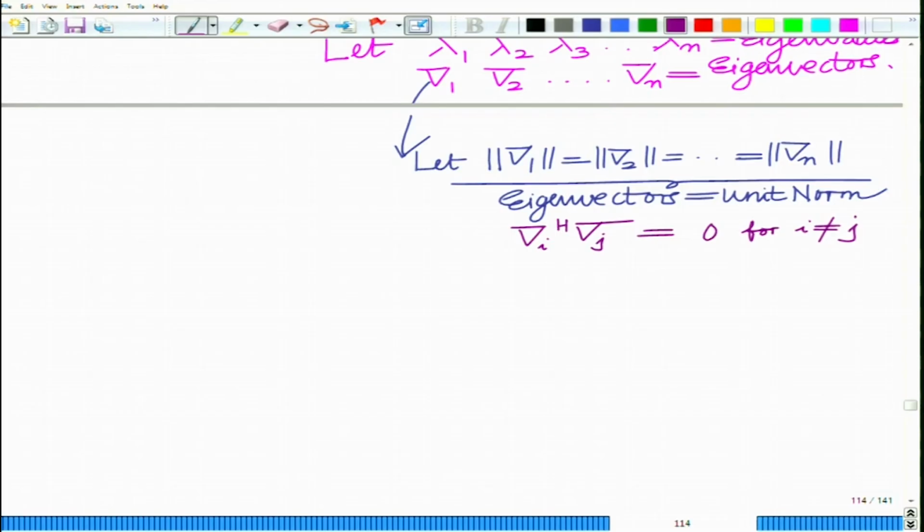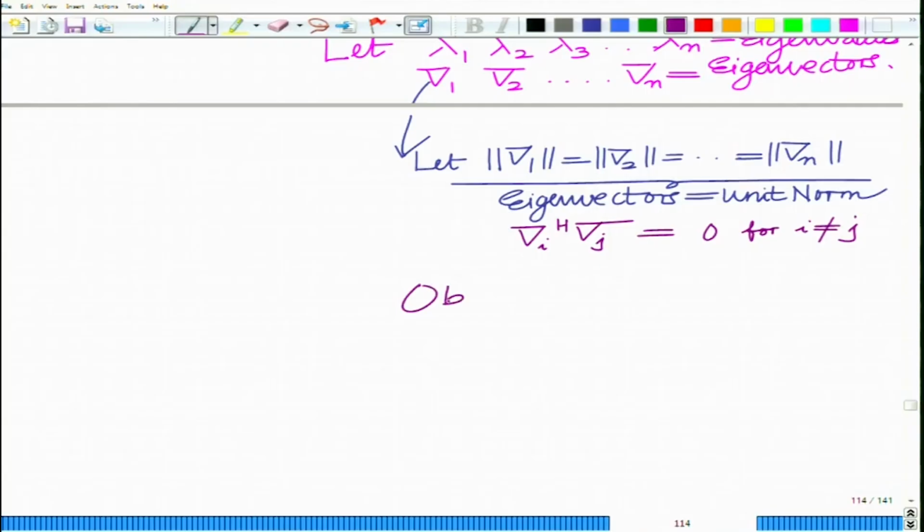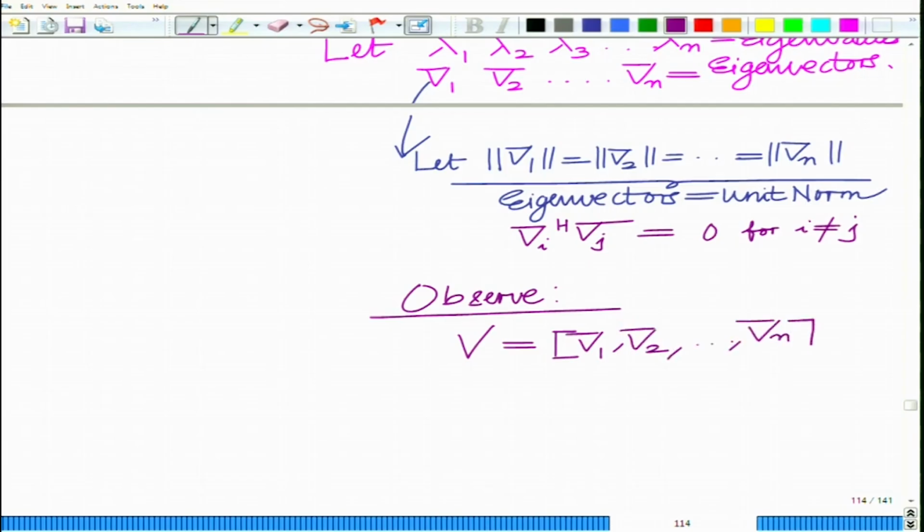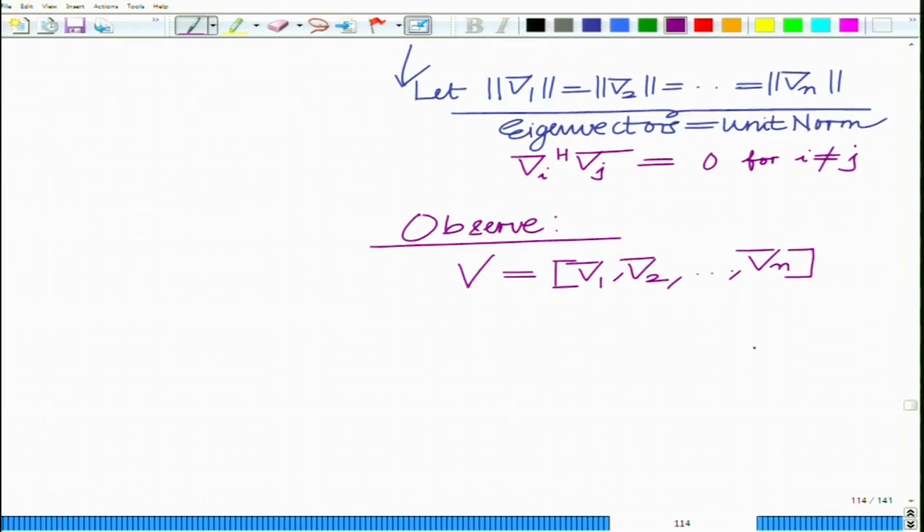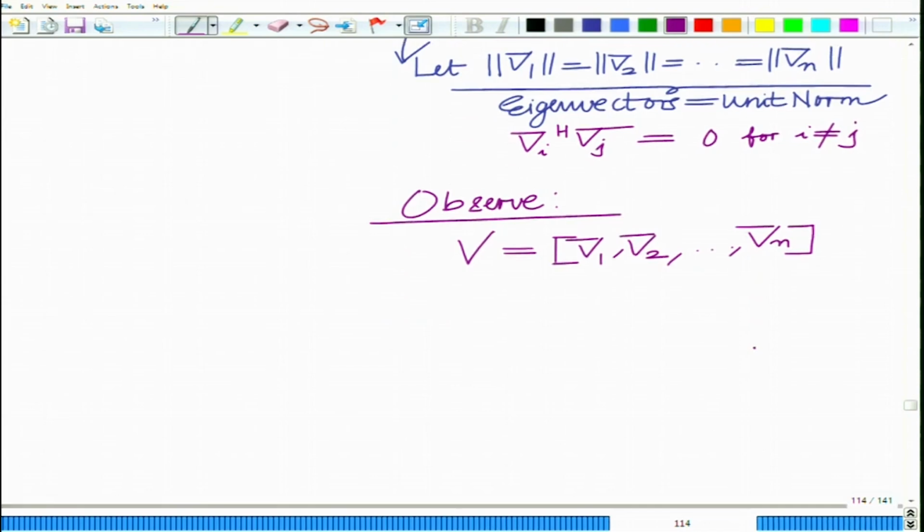Okay. Now, notice that if you consider this matrix V1 bar, V2 bar, up to Vn bar, the matrix of eigenvectors.